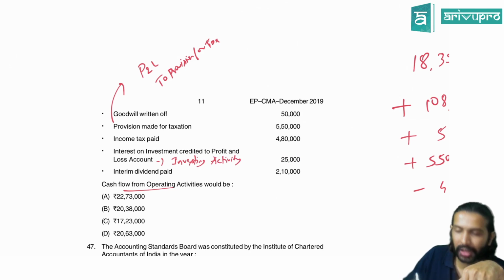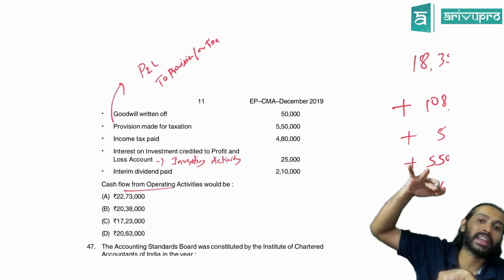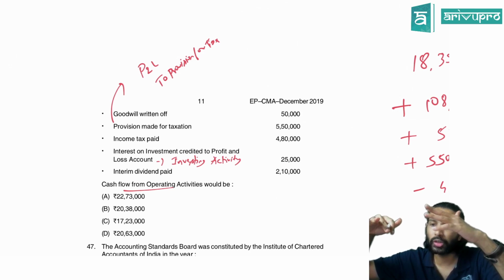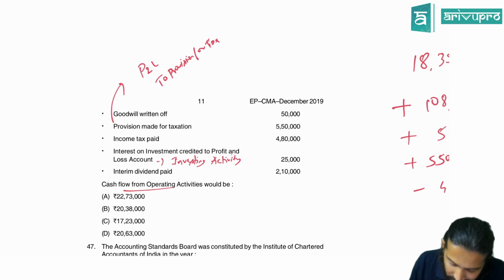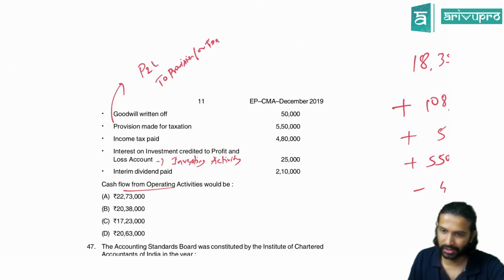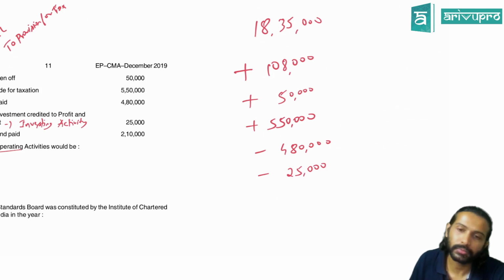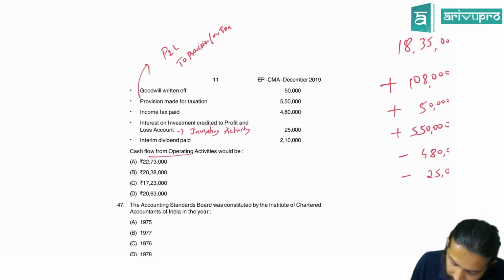But because this income was transferred to P&L, the balance is increased. If P&L balance is increased, it means your operating cash balance also has increased. But since this is a non-operating activity, or rather an investing activity, we have to minus this 25,000. Right? Last thing is dividend paid.